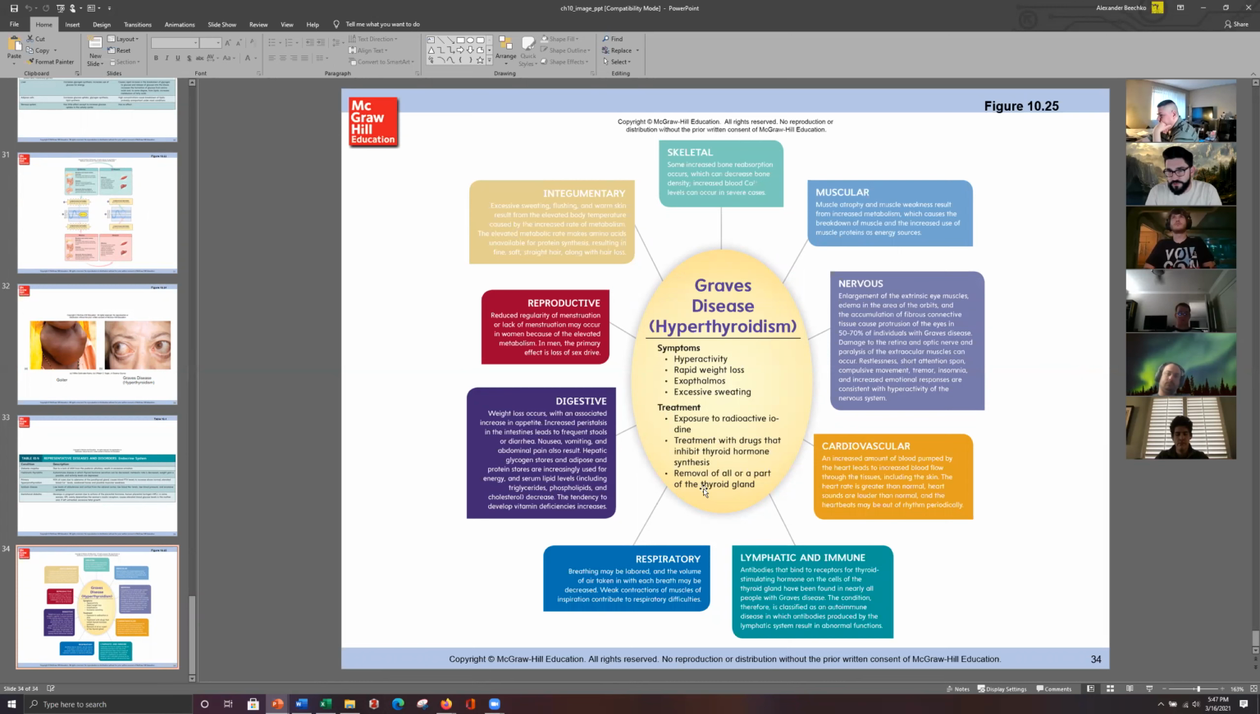It's just overproducing T3, T4, calcitonin. It's just causing mayhem in the body. All right. Okay, so that's going to be it for our discussion on the endocrine system.